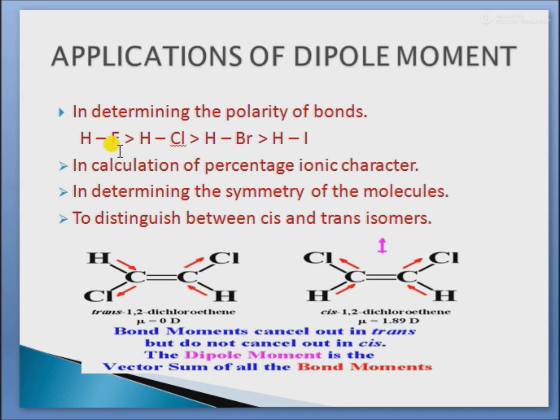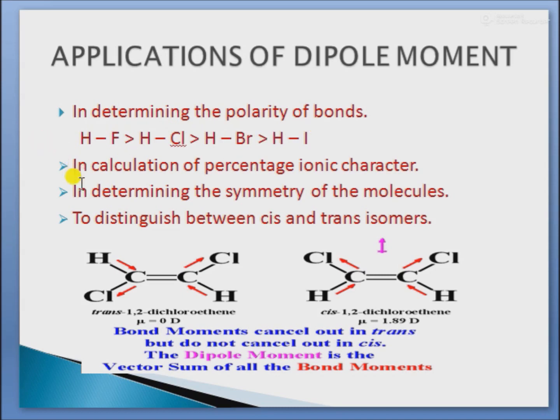F is more electronegative than chlorine, then bromine, then iodine. As we move from fluorine to iodine, electronegativity decreases and hence the polarity of the bond decreases in this order. HF to HCl, then HBr, then HI.